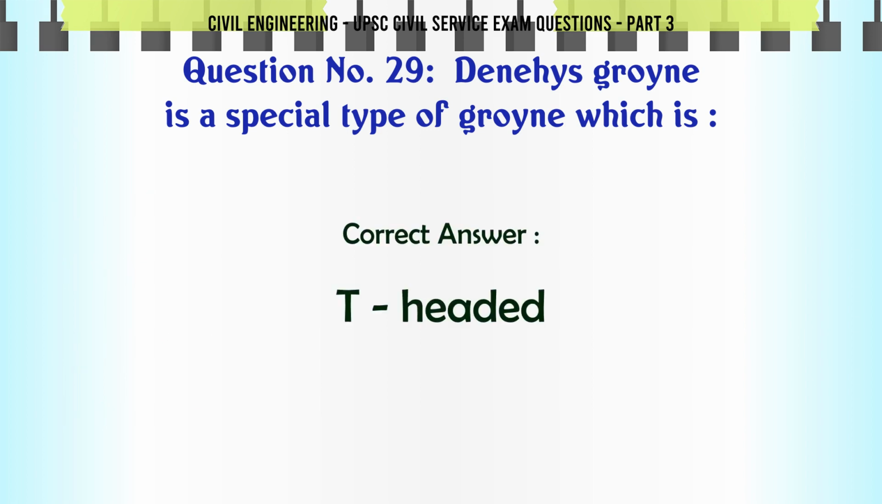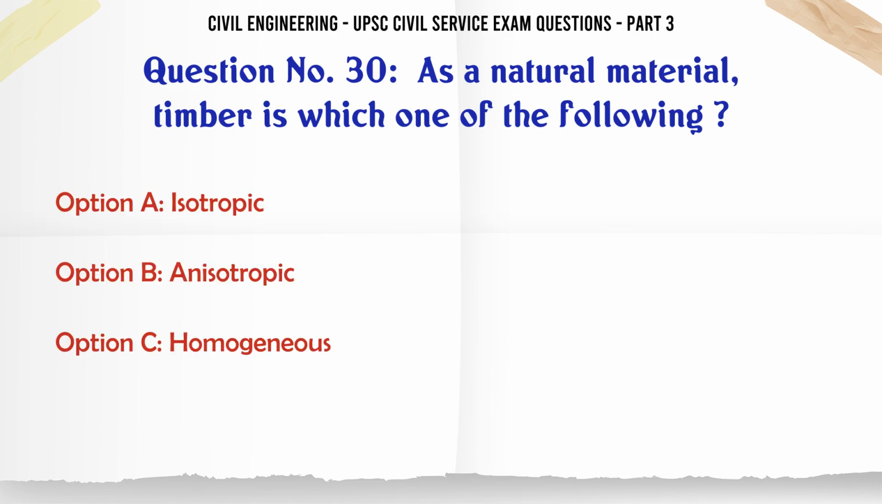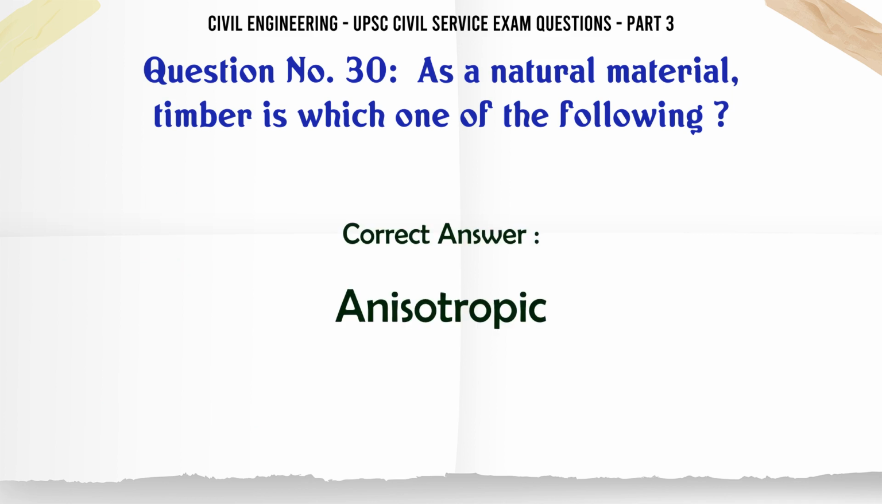The correct answer is T-headed. As a natural material, timber is which one of the following? A. isotropic. B. anisotropic. C. homogeneous. D. heterogeneous. The correct answer is anisotropic.